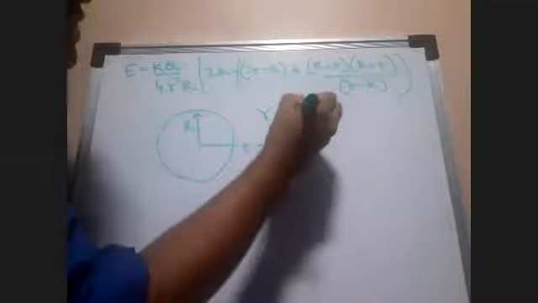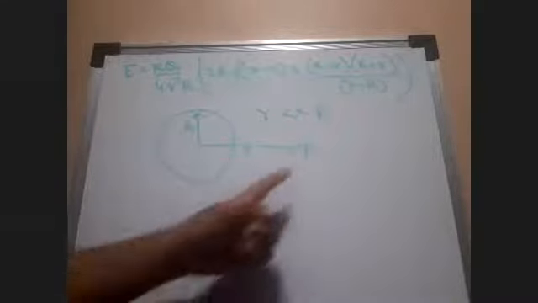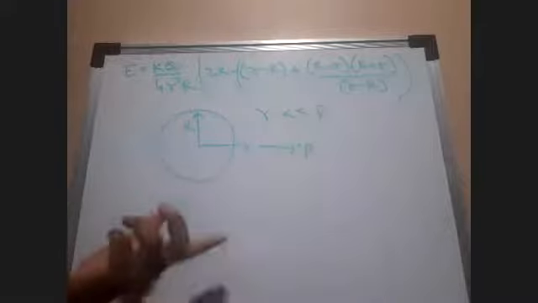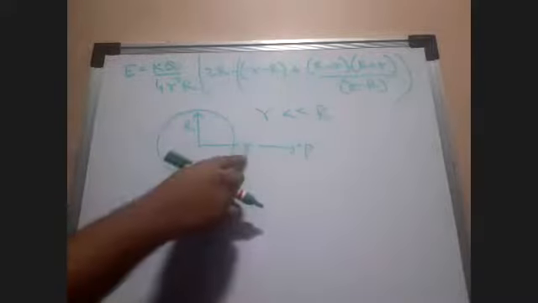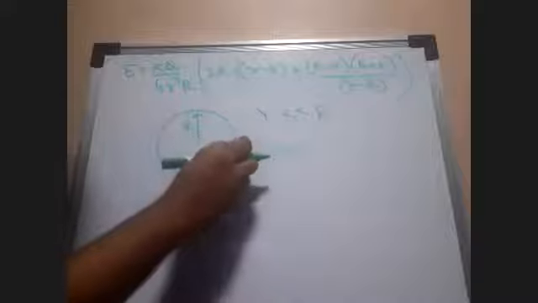But what if I put this condition that small r is very much smaller than capital R? That means this point P is inside the sphere. What I'm trying to tell you is that this r is so small that the point P comes inside the sphere, somewhere over here. So if I apply that condition, rewrite this equation. We can write it as kq upon 4r square capital R, 2r minus.